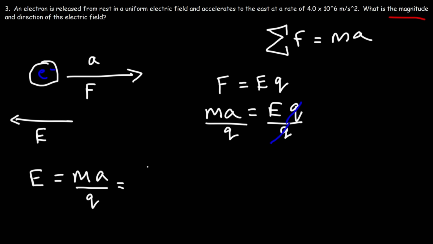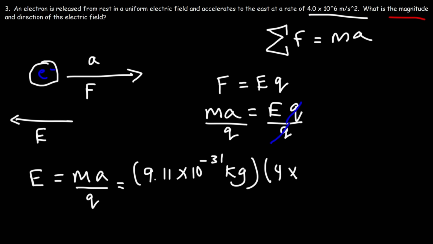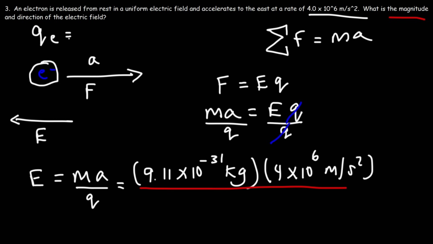So the mass is, what is the mass of an electron? If you look it up, the mass of an electron is 9.11 times 10 to the negative 31 kilograms. The acceleration given to us in this problem is 4 times 10 to the 6 meters per second squared. And then we're going to divide that by the magnitude of the charge. So what is the charge of an electron? The charge of an electron is negative 1.602 times 10 to the negative 19 coulombs. So these are some numbers that you want to be familiar with. So let's put that here.